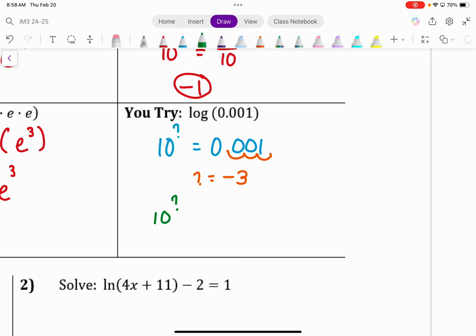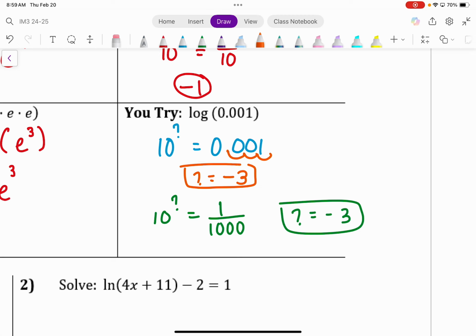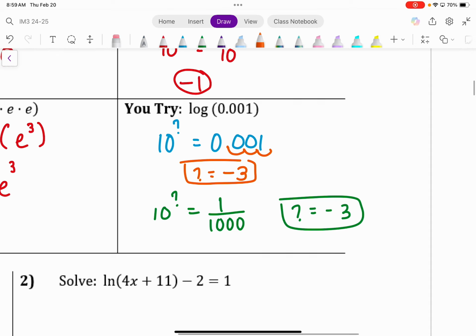If you're doing it the second way I showed you, then it would look like this. 10 to the power of blank is equal to, the 1 is in the, so the first number is the tenths, hundredths, and then thousands. So it would be 1 over 1,000. So then question mark would still equal -3. So regardless of which approach you choose, your solution should be -3. Now, whichever one you want to do, I'll leave that up to you. Whichever one makes more sense, but those are the two approaches that you could do.